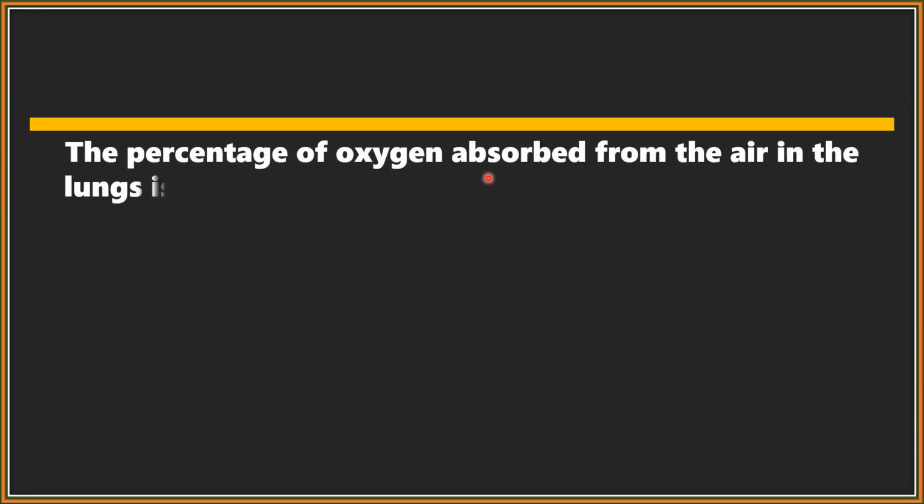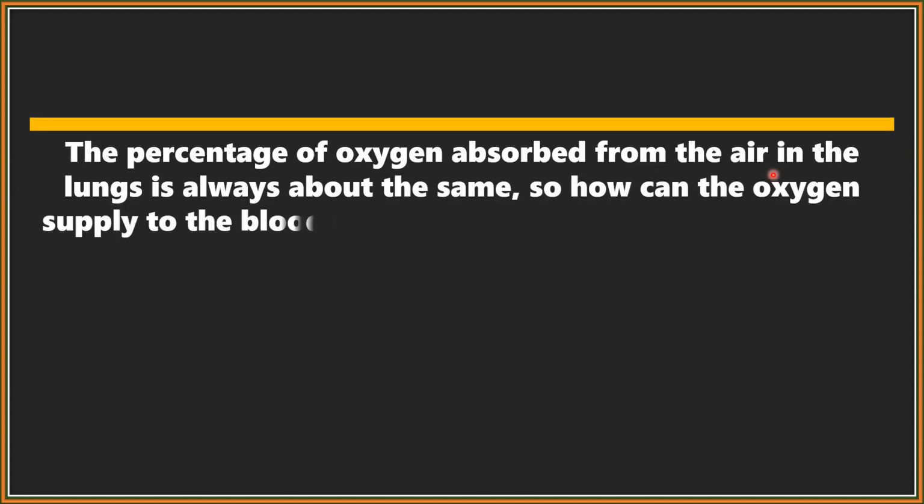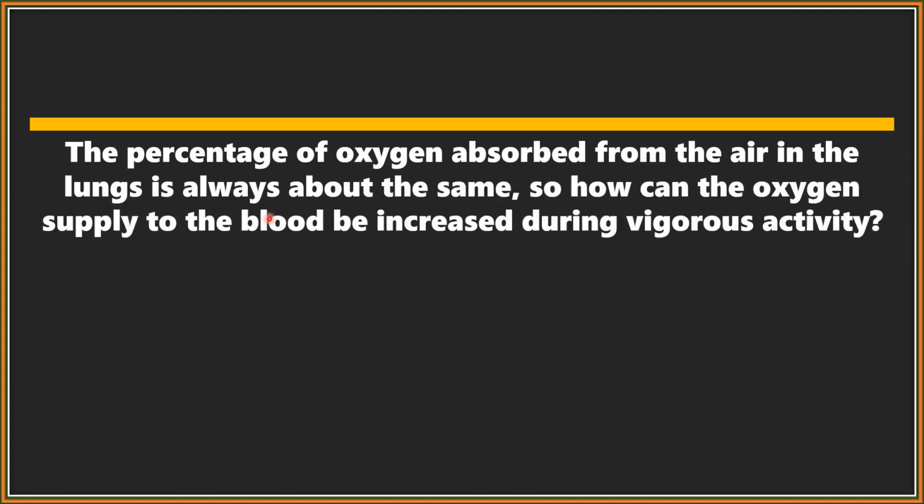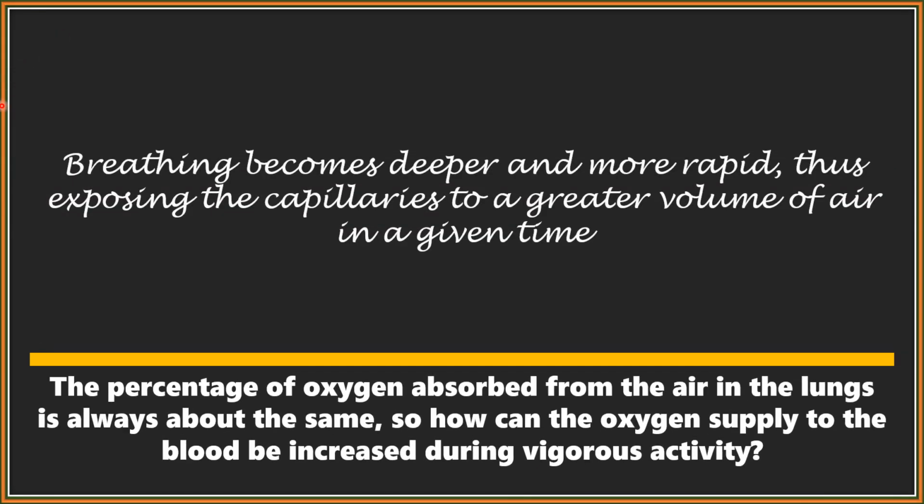The percentage of oxygen absorbed from the air in the lungs is always about the same. So, how can the oxygen supply to the blood be increased during vigorous activity? Breathing becomes deeper and more rapid, thus exposing the capillaries to a greater volume of air in a given time.